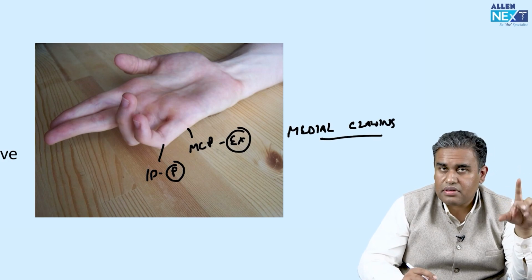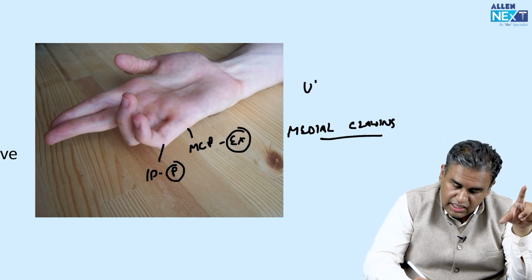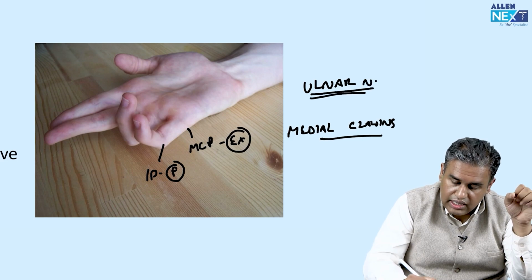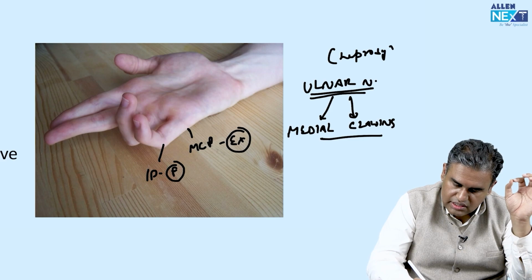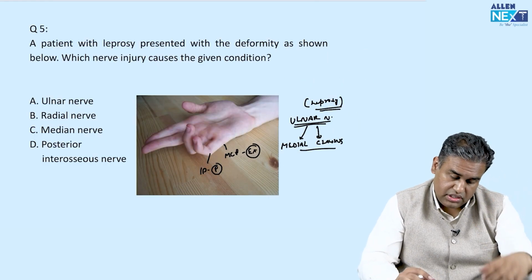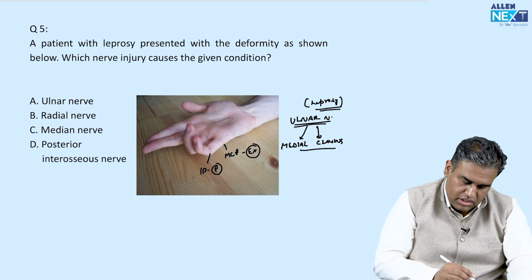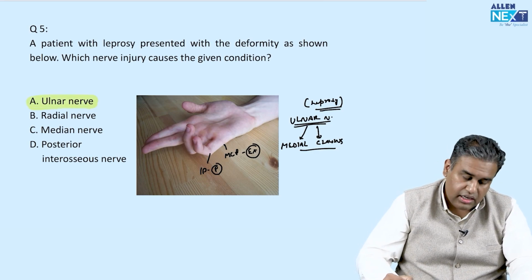They're saying leprosy. Leprosy normally involves the ulnar nerve, and ulnar nerve involvement will lead to medial clawing. So all of these things are saying it looks like the ulnar nerve. Let's look at the options. Obviously, the first option is giving us a good idea. It's going to be the ulnar nerve.